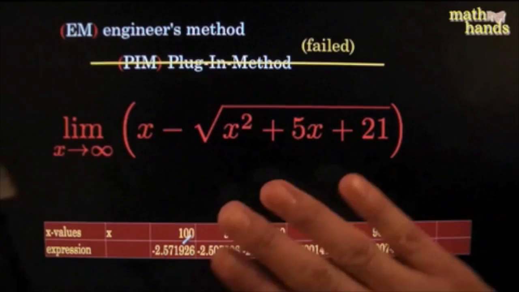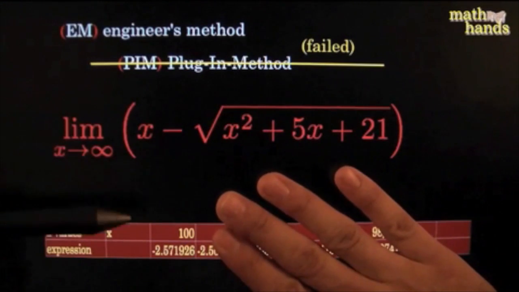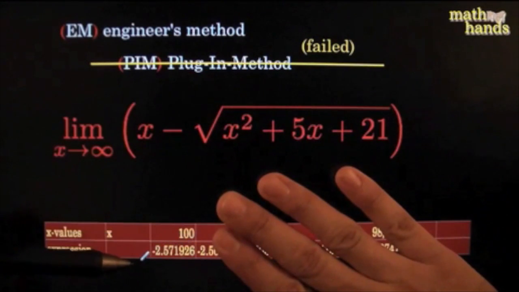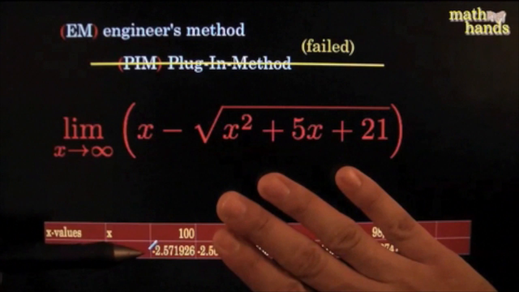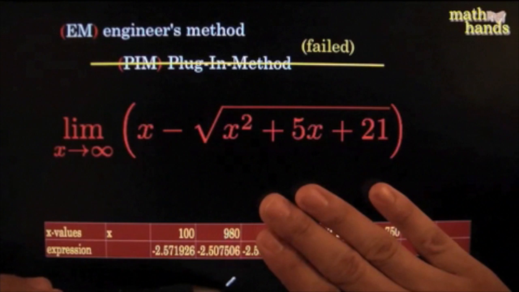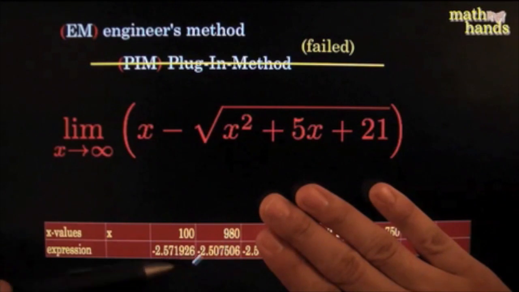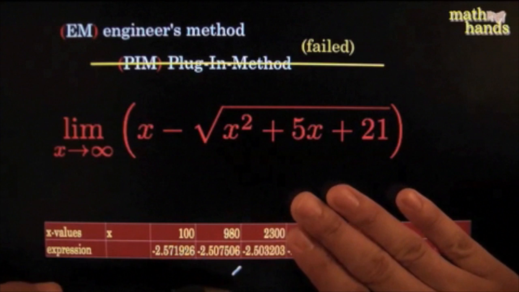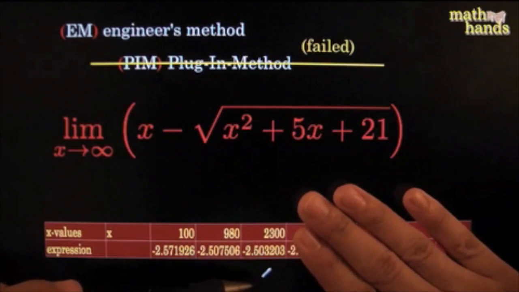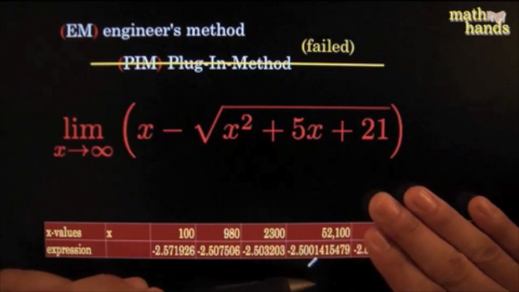Anyways, if you've got a spreadsheet, you can try a spreadsheet on this, like I did. And I observe, let me cover these things here. I observe when x was 100, the expression turned out to be negative 2.5719 whatever. When I moved it up to 980, it's still negative 2.58. It's a little smaller than the previous one. This one's a little smaller, but still bigger than 2.5. This one's a little smaller, still bigger than 2.5. You see?